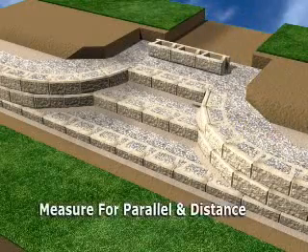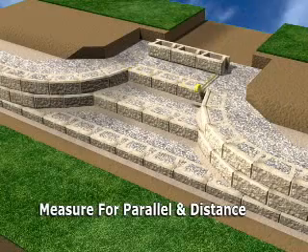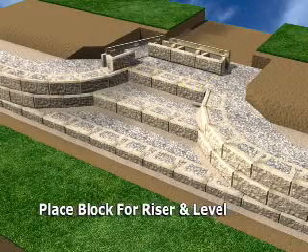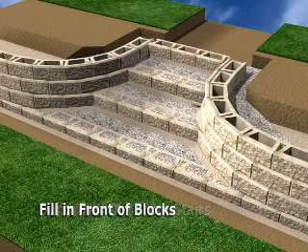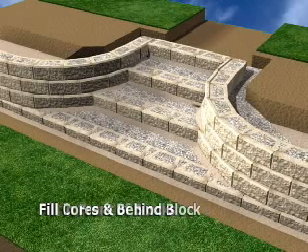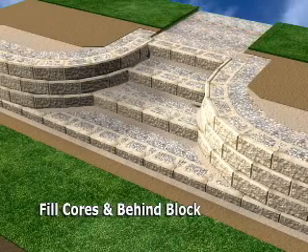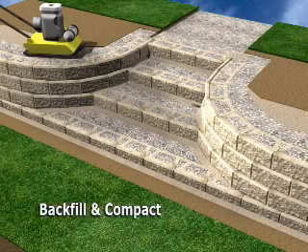Place the blocks for the next stair riser and measure for parallel and distance. Place a temporary block and adjust for level. Build the wall out from the stair location. Add fill in front of the blocks. Fill the cores behind the wall and the stair tread with wall rock. Backfill any remaining areas and compact.